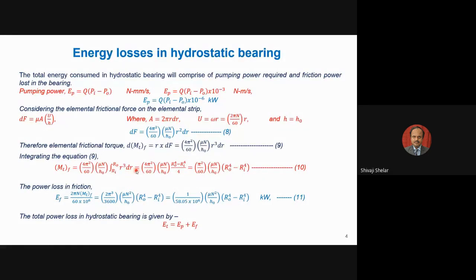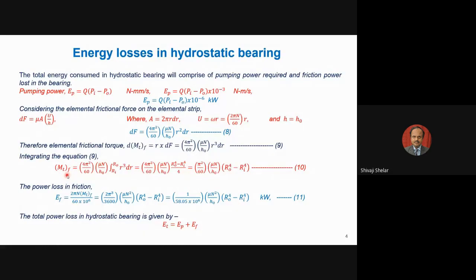If you solve this, r cube integrates to r raised to 4 by 4. And if you put the limits Ri and Ro, we have 4 pi square by 60 mu n by h naught into the bracket Ro raised to 4 minus Ri raised to 4 upon 4. If you reorganize this, the 4 will get cancelled. So this is the final relation, equation 10, which gives the frictional torque.